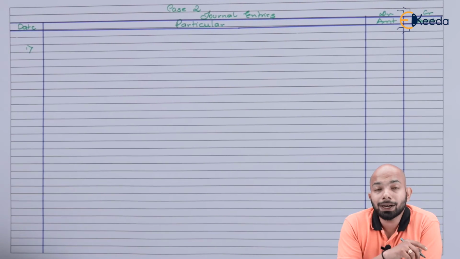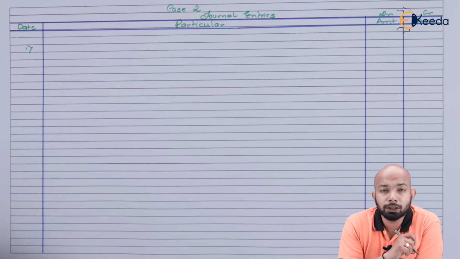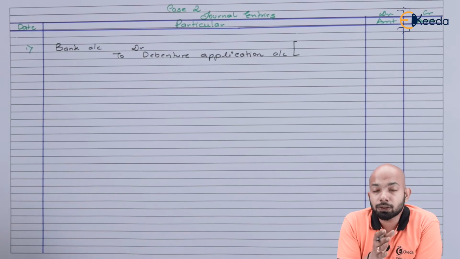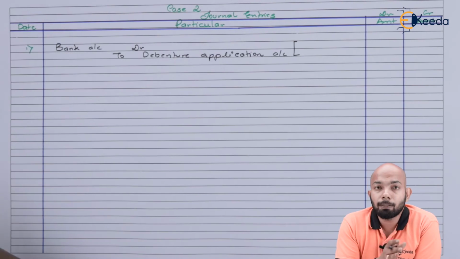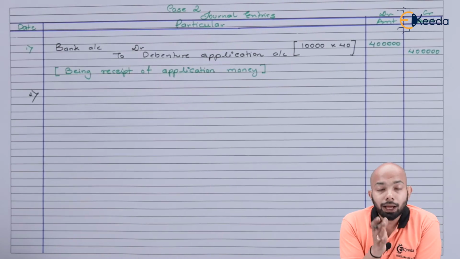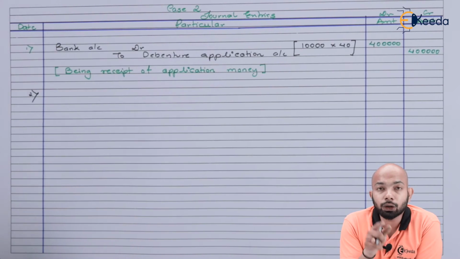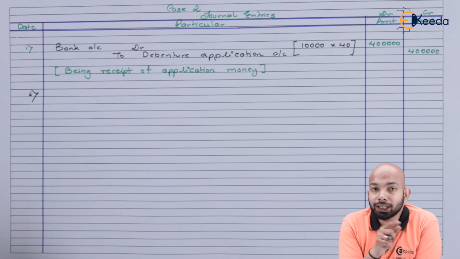So we'll first pass the entry for receipt of application of debentures money. Now on application, they were supposed to take 40 rupees. That means 10,000 multiplied by 40 will be the amount that we have received here. Now, application money, whatever we have received, we have mentioned. The next part will be transferring of this application money to the debenture capital account.